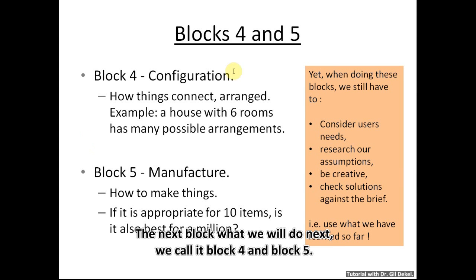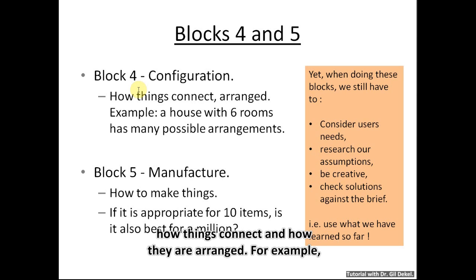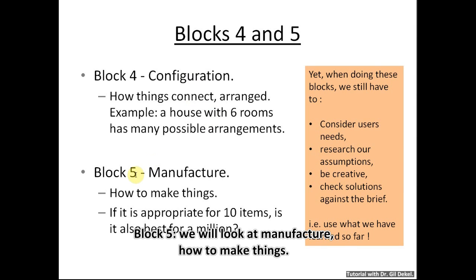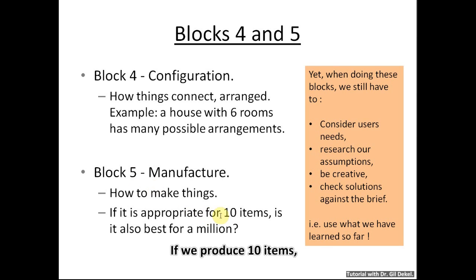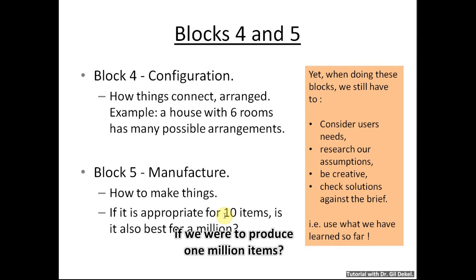Next, we call it block 4 and block 5. In block 4 we will look at configuration, how things connect and how they are arranged. For example, a house with 6 rooms has many possible arrangements. So we will look at that, at configuration. In block 5 we will look at manufacture, how to make things. And if we produce 10 items, would we produce them in the same way if we had to produce 1 million items? We will look at that.